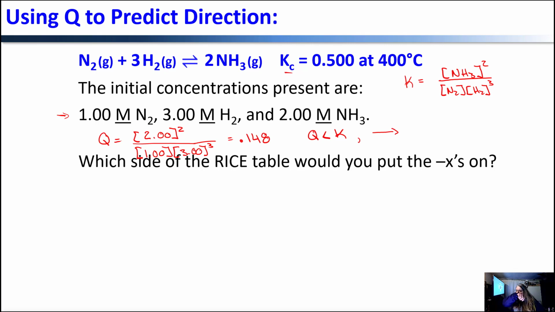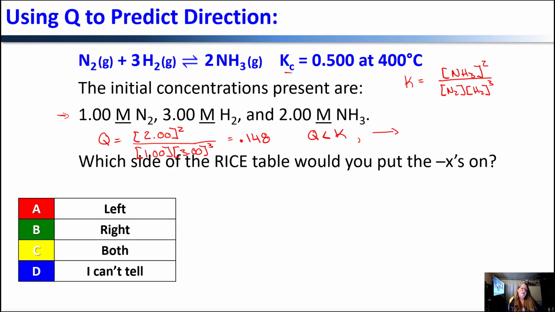So if I am progressing to the right, because my Q is smaller than K, what side of the RICE table would you put a minus X on? Remember, our RICE table was two videos ago. Which side do you think the minus X would go on? Would it go on the left, right, both, or can't tell?